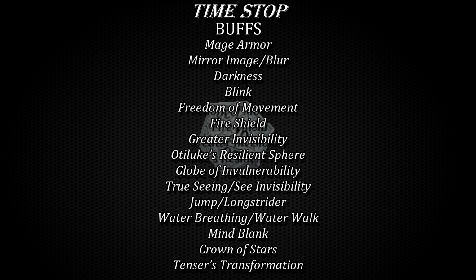Mind Blank is really useful against Mind Flayers and other psychic abusers. Crown of Stars gives you something to do with your bonus action for the next 7 rounds. I don't particularly like Tenser's Transformation personally, but a lot of people swear by it, so there must be at least some truth to their claims. I mean, I guess there is, right? I don't know. I'm just throwing out ideas.